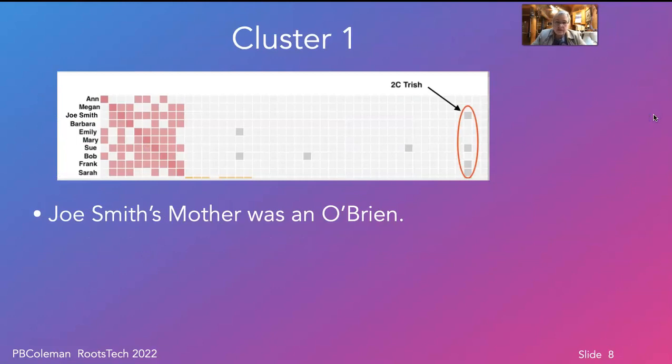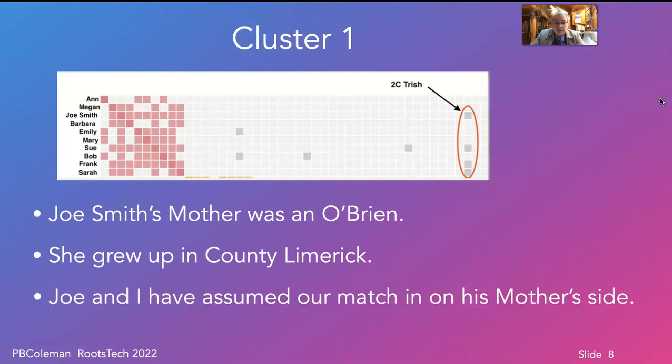So looking at cluster 1 in more detail, Joe Smith is the name I'm using for the match of interest here. It's not his real name. And I've given pseudonames to all the other people in the cluster so we can examine the cluster in more detail. His mother's maiden name was O'Brien, and she grew up in County Limerick. Well, we already know that my second great-grandmother, Joanna O'Brien, was from County Limerick. And so Joe and I have assumed for several years now that our match has to be on his mother's O'Brien side.